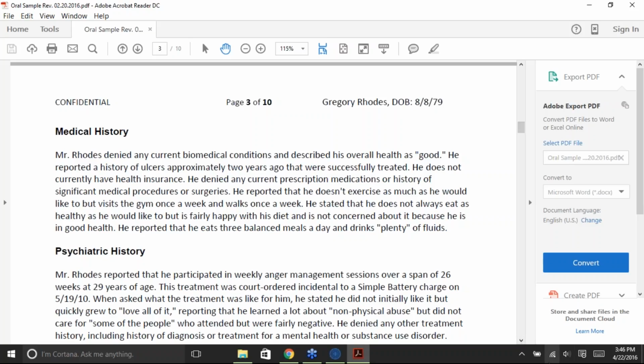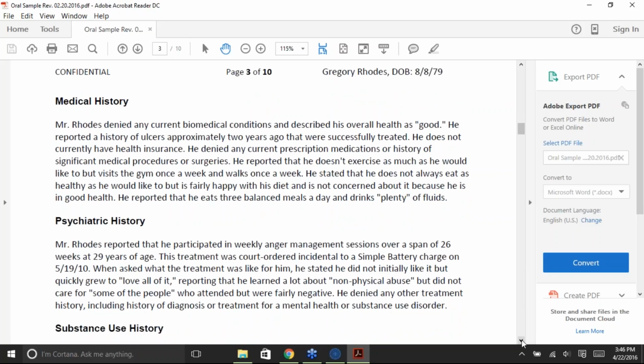Okay, so psychiatric history. And now we're moving outside of the realm of biomedical conditions and into mental health treatment.